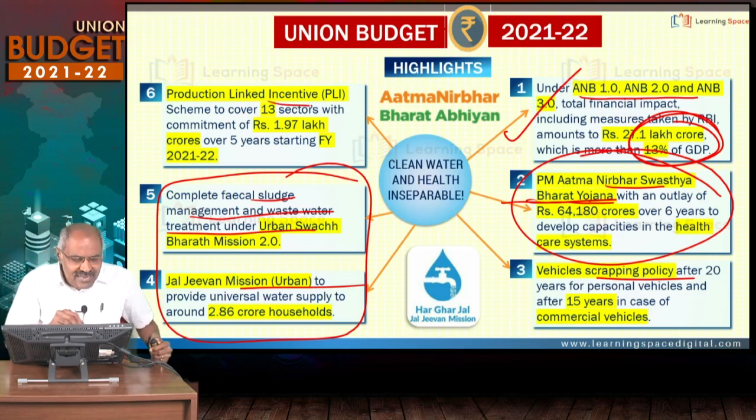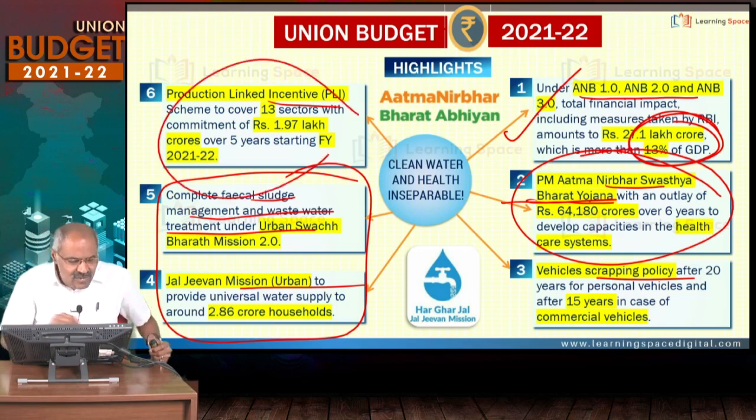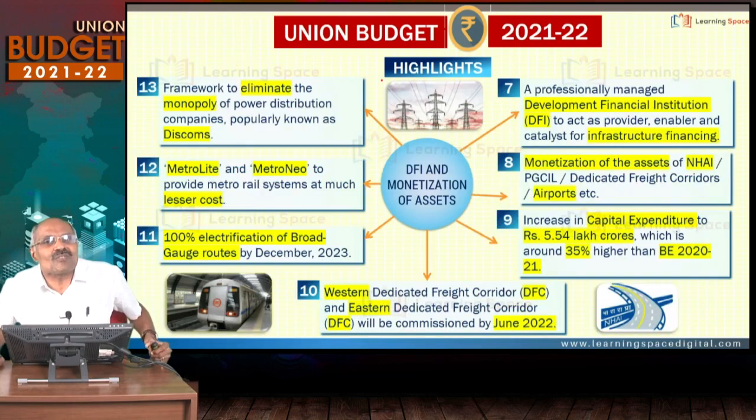Then production linked incentive. This is mentioned in the Union Budget. Already it was announced previously. Production linked incentives: if they are increasing the production with indigenous content, then they will get incentives. This is now 13 sectors. Out of these 13 sectors, prominent sectors are the automobile sector as well as mobile phone manufacturing, right? This will be for a 5 years period, please don't forget.